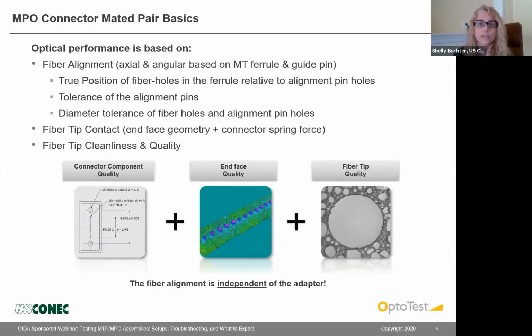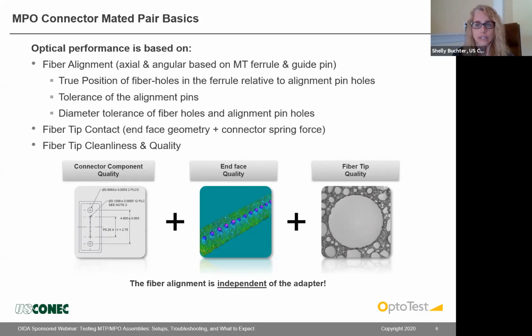All of these components and their dimensional limits contribute to the quality of fiber alignment and ultimately contribute to optical performance. Fiber tip contact, which is determined by end face geometry and connector spring force, is another contributor. IEC 61755-3-31 is a great reference and provides guidance on single mode APC parameters and specifications to assure physical contact. These parameters are generally accepted as guidelines for multi-mode applications.